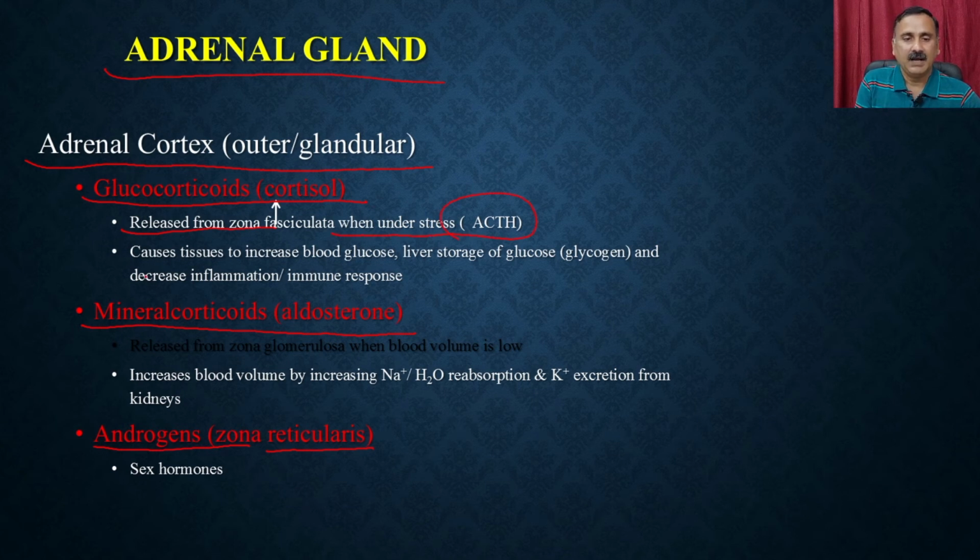The glucocorticoid is released from the zona fasciculata, and it is released under stress, right, and it causes tissues to increase the blood glucose level, and it stores glucose, and decreases inflammation or the immune responses. Whereas the mineralocorticoid is released from the zona glomerulosa when the blood flow level is low. It increases the blood flow by increasing sodium reabsorption and potassium excretion from the kidney. Whereas the androgen is a sex hormone which is also secreted.